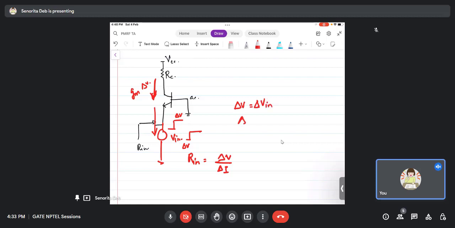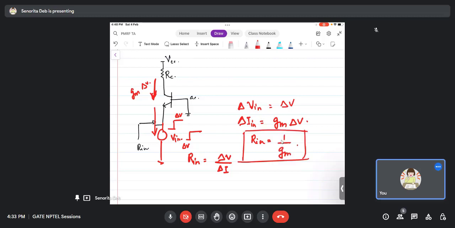And what is delta I n? Let me just write it in the opposite way. Delta V in is nothing but delta V, that it changes the voltage by delta V, and because of that there was a change in current, Gm times delta V. This is the change in current. So now Rin is nothing but what? Division of the two, delta V in by delta I n, which gives me 1 by Gm. So intuitively, without drawing the small signal, we are getting 1 by Gm.